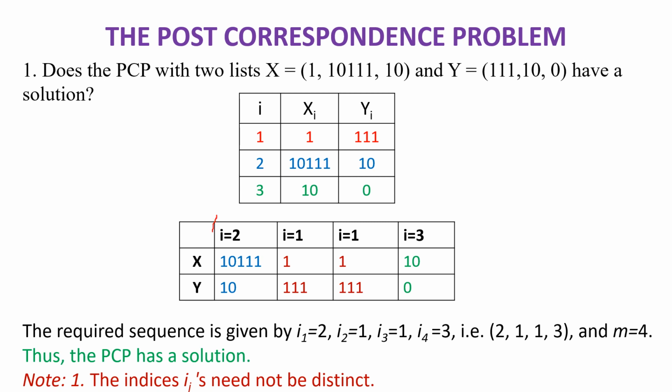The required sequence obtained is 2113, where m is equal to 1, 2, 3, 4. So m is equal to 4. Hence, the PCP has a solution. In note 1, we had defined that the indices need not be distinct. So here is an example where i equals 1 is repeated twice in this sequence.